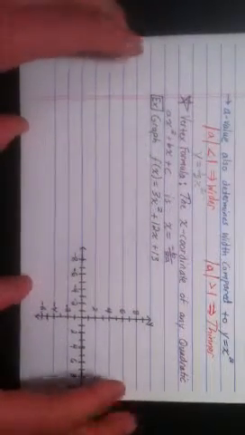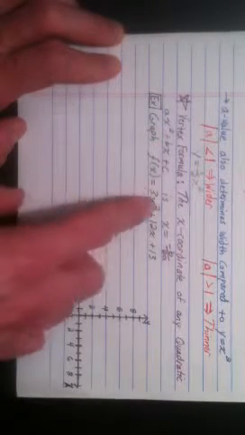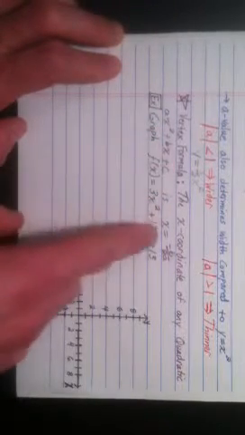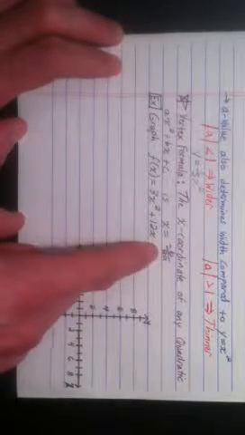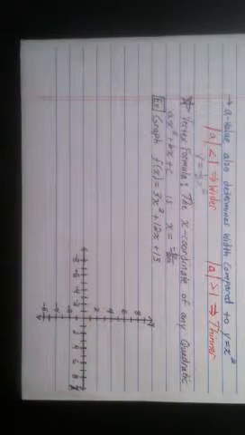Okay. So the vertex formula tells us that the x-coordinate of any quadratic in the form ax squared plus bx plus c, well, the x-coordinate of that vertex is going to be negative b over 2a. Okay. So looking at our equation, we have a function f of x equals 3x squared plus 12x plus 13.